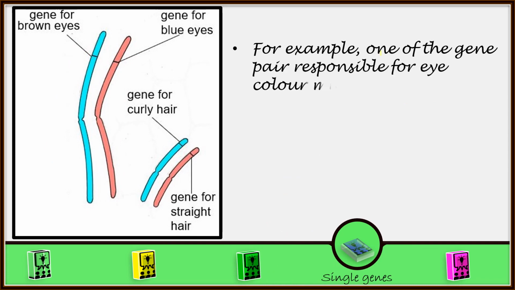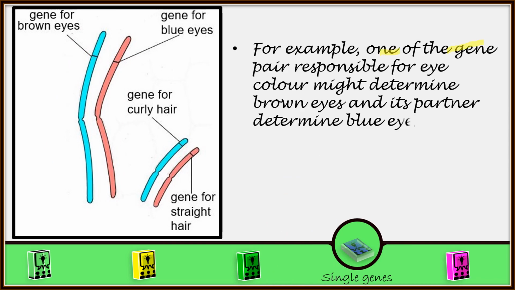For example, one of the gene pair for eye color might determine brown eyes, and its partner determines blue eyes. Here we have a gene for brown eyes, and on the other side we have a gene for blue eyes. So that's what we are saying, that they may not necessarily control the eyes in the same way.